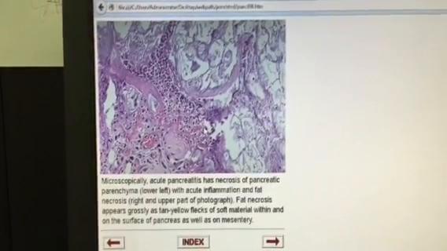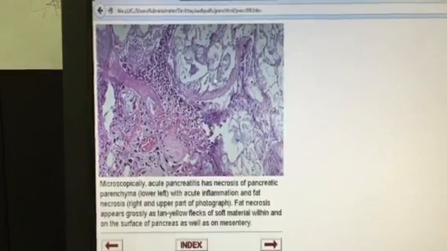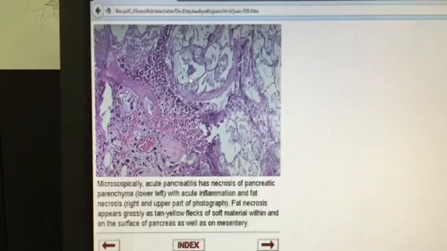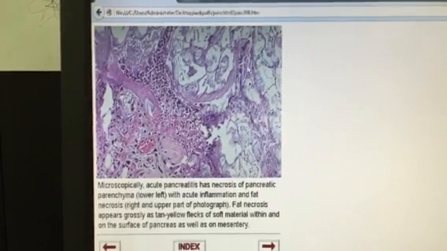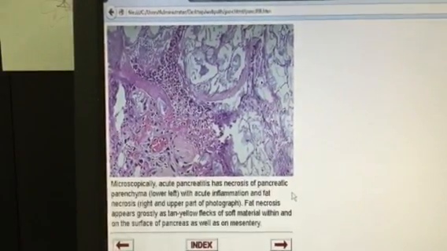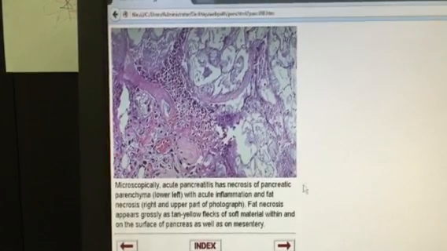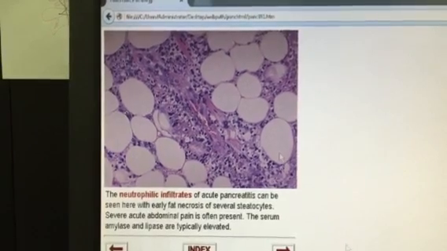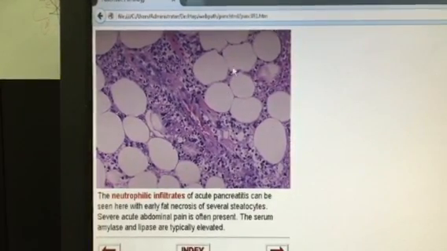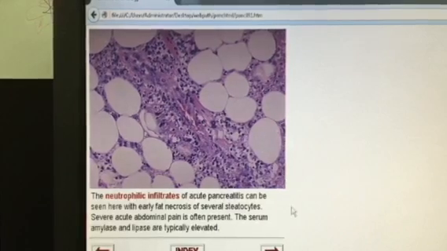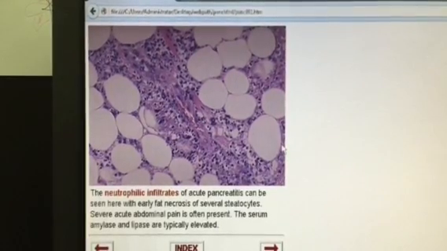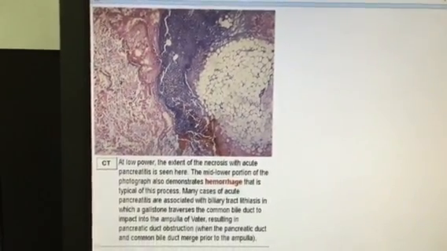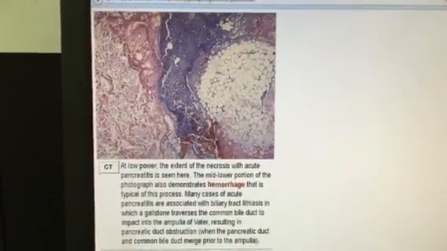This is a case of acute pancreatitis. We can see necrosis of pancreatic parenchyma. We cannot see the normal one here. So necrosis, collection of neutrophils, and fat necrosis also. These can all be seen in acute pancreatitis. Neutrophilic infiltration of the pancreas can cause fat necrosis, as we said previously. So again, serum amylase and lipase will be elevated in this case. We can see here hemorrhage due to acute pancreatitis.